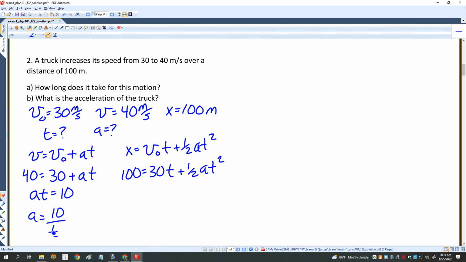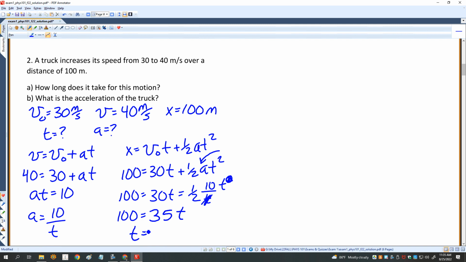Then I can take that and plug it in for a right here, and you'll see what happens. Makes this a lot easier to solve. 1/2 of 10 divided by t times t squared. Notice that this t cancels out with that t, and I'm left with 100 equals 35t, which I can solve for t fairly easily. Divide both sides by 35, and I get t equals 2.9 seconds.